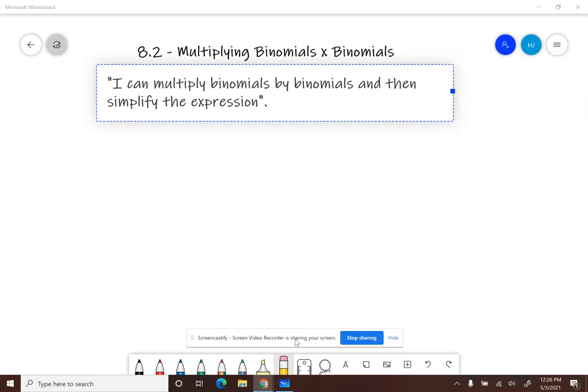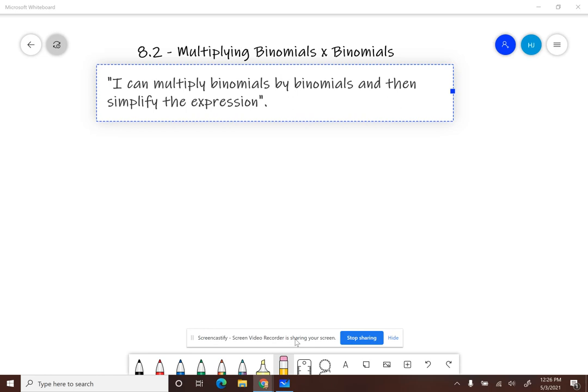All right, guys, we're moving on to 8.2, which is multiplying binomials by binomials. I can multiply binomials by binomials and then simplify the expression. So we're actually going to begin to build that quadratic equation that we're going to be focusing on from here on out. Again, this is not going to be any more complex than what we've done before. It's just maybe a little bit different than what we've done before.